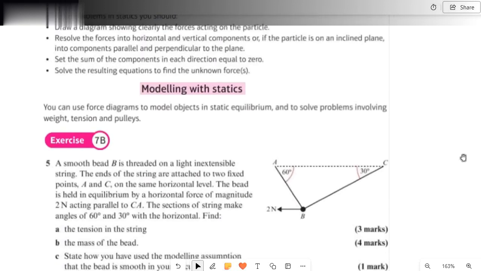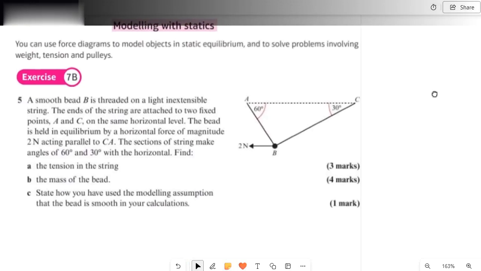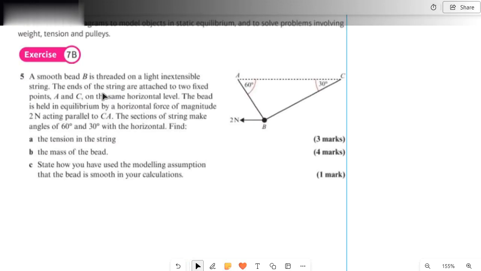We can also use force diagrams to model objects in static equilibrium and to solve problems involving weight, tension, and pulleys. So now we will do a question from exercise 7B from the M1 book, which is number 5, that says a smooth bead B is threaded on a light inextensible string. The ends of the string are attached to two fixed points A and C on the same horizontal level. The bead is held in equilibrium by a horizontal force of magnitude 2 newtons acting parallel to CA. The sections of the string make angles of 60° and 30° with the horizontal.